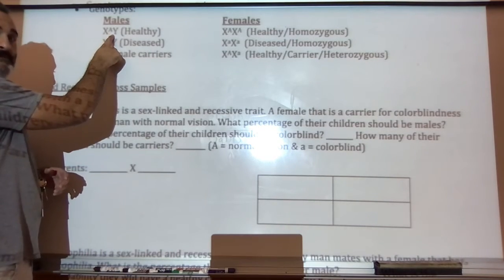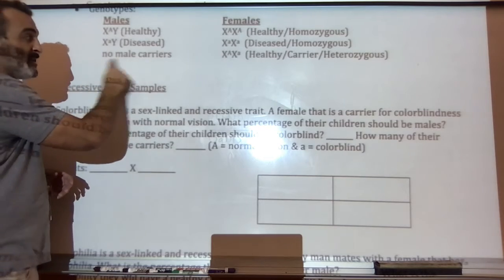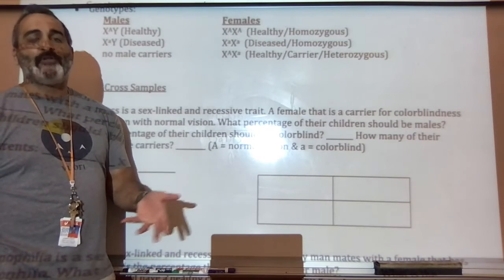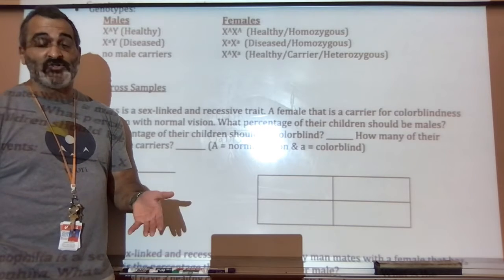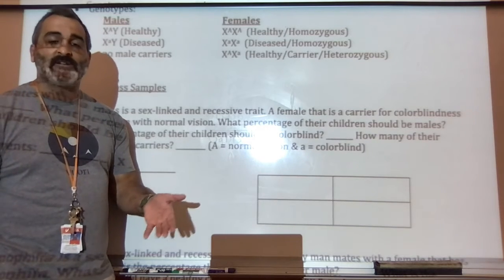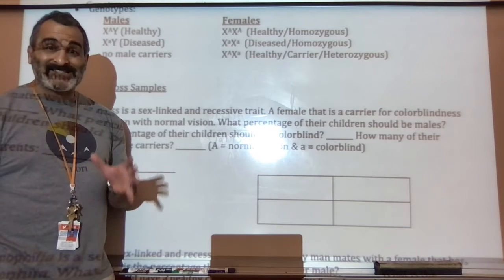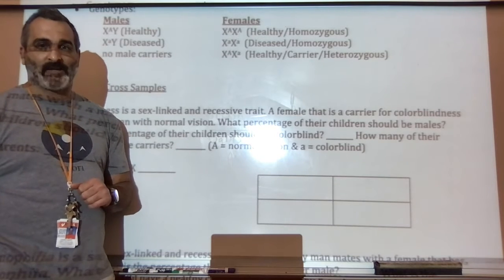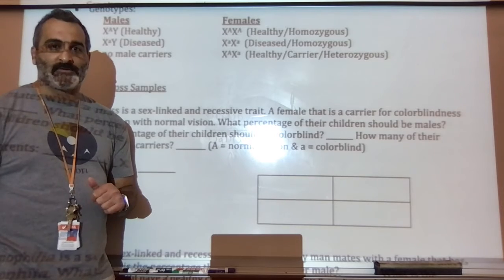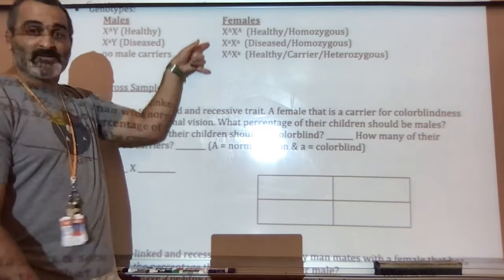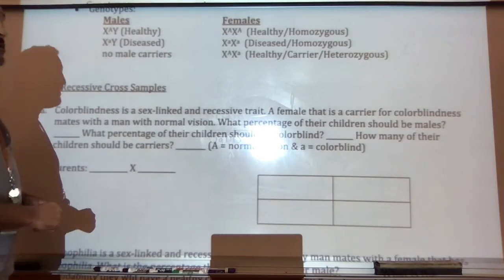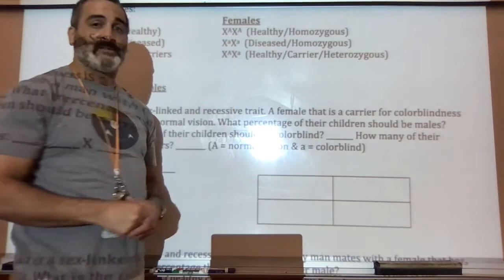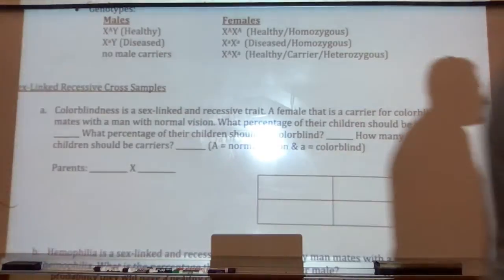Boys: capital A, healthy; lowercase a, diseased. They can't be carriers. The reason they can't be carriers is they don't have two X's. They can't have a healthy gene to cover up their diseased lowercase gene. So in a sex-linked trait, males cannot be carriers. Only females can be carriers. So there are two ways for females to be healthy, one way for a male to be healthy, and one way for a male to be diseased. Diseased females can only be X lowercase a, X lowercase a. Okay? So let's do some problems and show you how to do these.